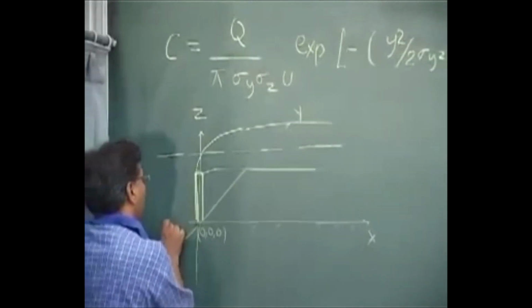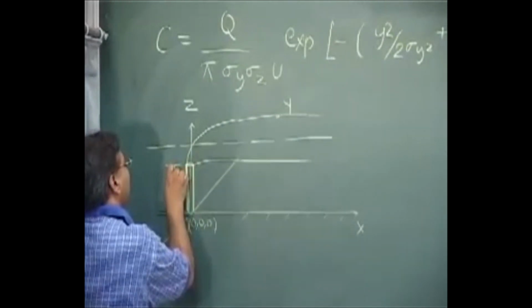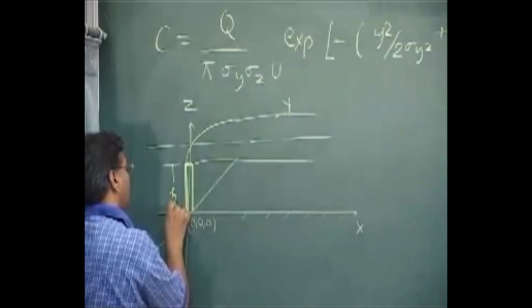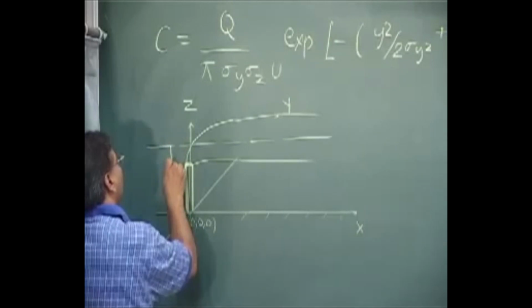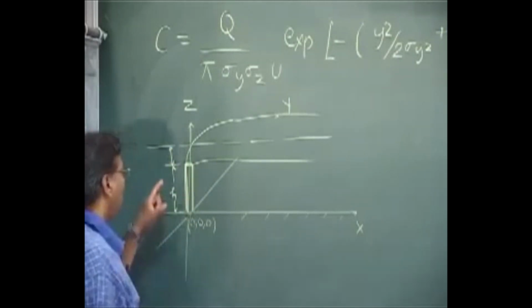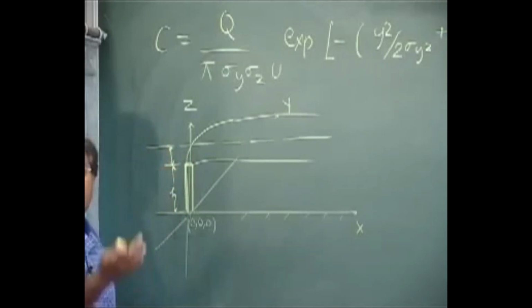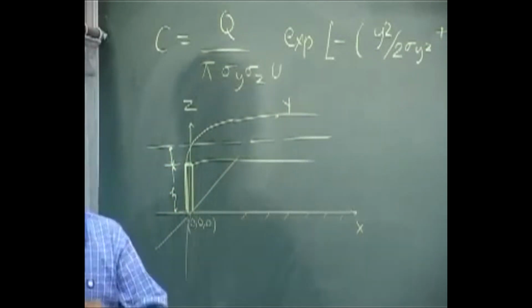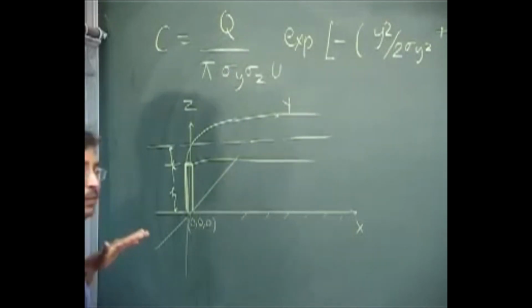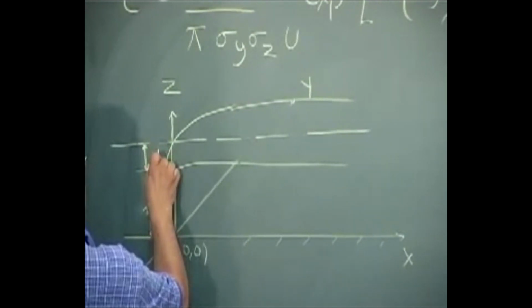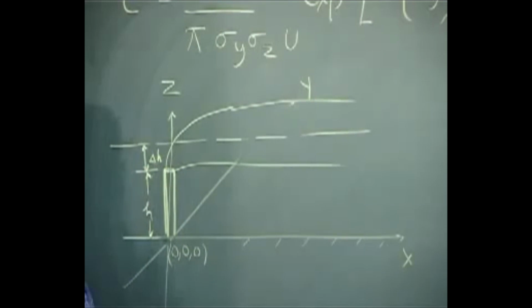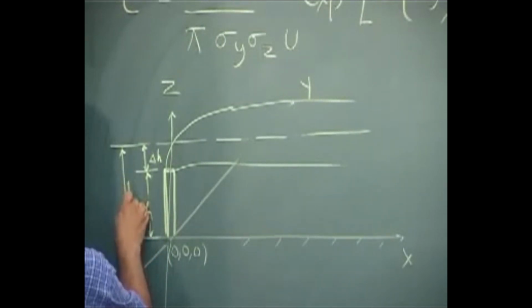To modify that, there are a few things we need to define. Let me call this h. And this portion is a little rise in the plume because of thermal buoyancy and other things that we'll discuss. I am calling this delta H, and the overall height after which the dispersion is taking place, that we call capital H.